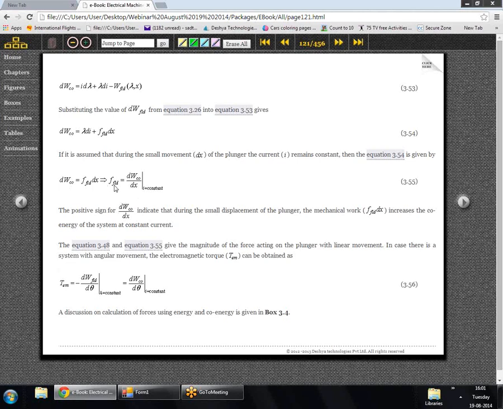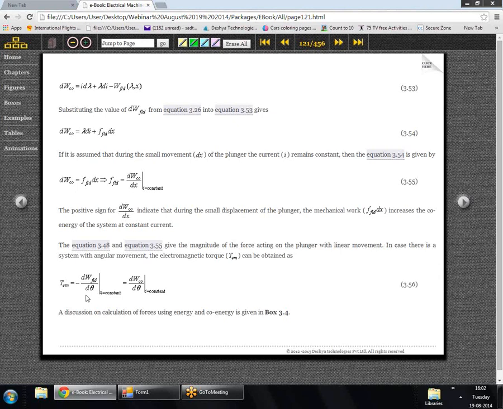Using some mathematical manipulation, we can deduce that the force acting on the plunger is the rate of change of co-energy with displacement at constant current. If we see the previous analysis and this analysis, we can say that the force or the torque acting on the system is minus the rate of change of field energy with respect to angular displacement for constant flux linkage, or the rate of change of co-energy with respect to angular displacement at constant current. So equation 3.56 gives the equation of torque.